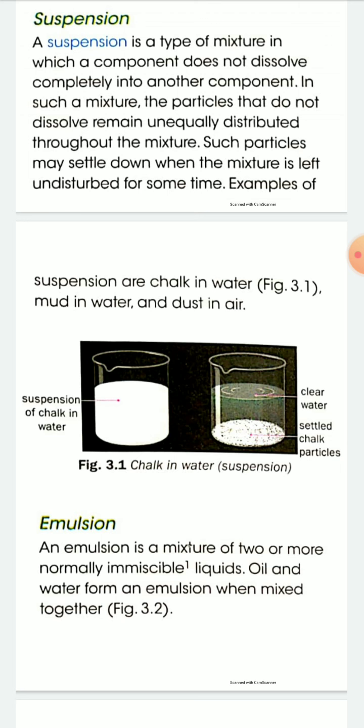Examples of suspensions are chalk in water, mud in water, and dust in air. In a suspension, one component does not dissolve completely into another component. In figure 3.1, you can see two beakers; in the first beaker is a suspension of chalk in water. If you leave this beaker undisturbed for some time, you will see that the chalk particles settle down under the force of gravity.